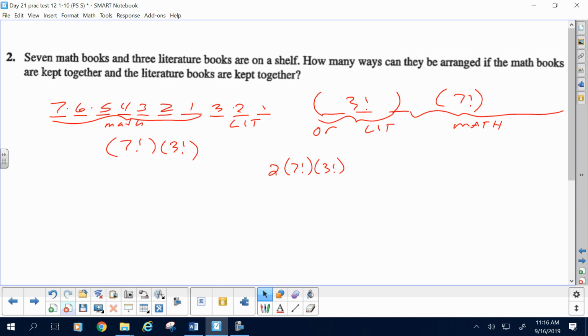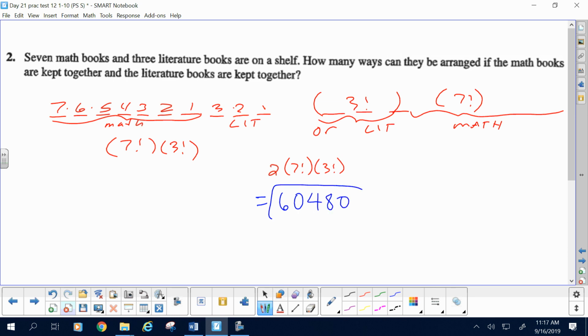Make sure you have factorial nailed, and 2 times 7 factorial times 3 factorial is probably something pretty big. 7 factorial is 5,000-ish, so 30,000, maybe 60,000-ish. I'm saying ballpark. What do you say? What is it? 60,480? Is that what you said? Okay. Are you with me? Yes.